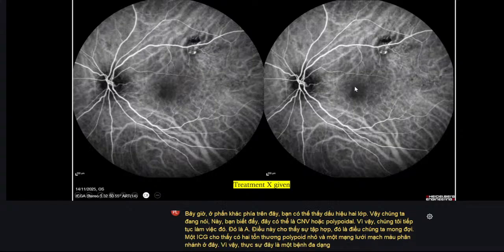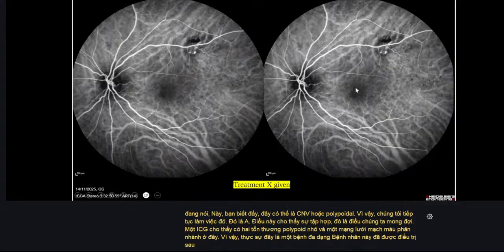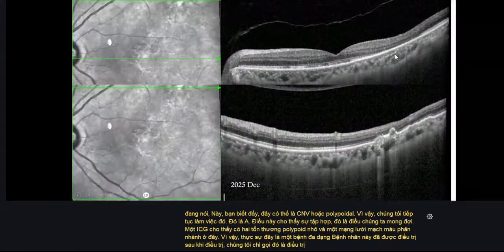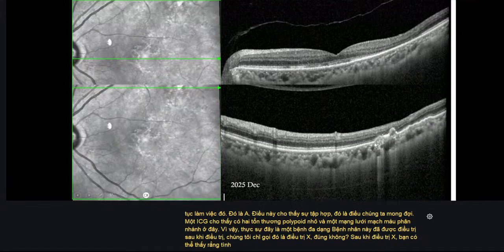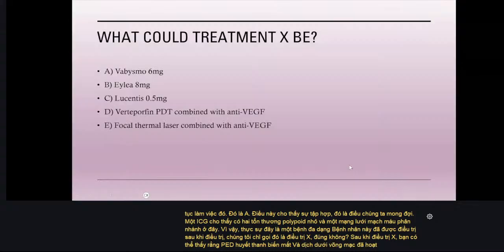This patient received treatment. After treatment, we just call it treatment X. After treatment X, you can see that the serous PED disappeared and there's no more subretinal fluid. Went very well. That was December 2025.